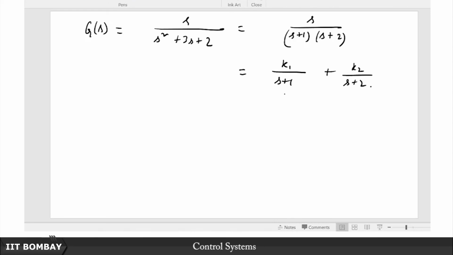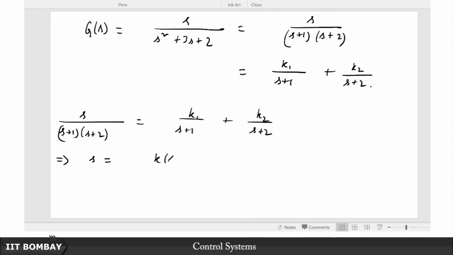What is the central idea? Now in a lot of textbooks you will find a lot of methods and techniques, and you might often feel that if I have forgotten that method, my goodness, how am I ever going to do this Laplace inverse? Let me tell you a trick here. It's not really a trick. What you are basically doing is writing s over s plus 1 into s plus 2 as k1 over s plus 1 plus k2 over s plus 2. If you multiply both sides by s plus 1 into s plus 2, you will be left with k1 times s plus 2 plus k2 times s plus 1.